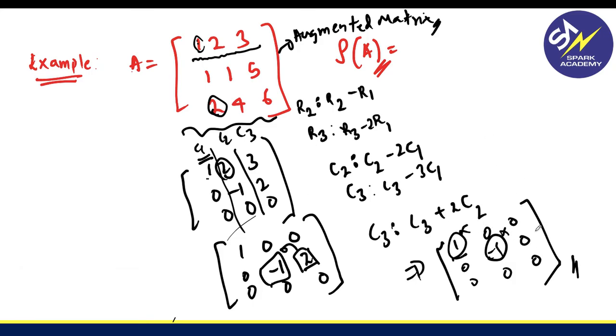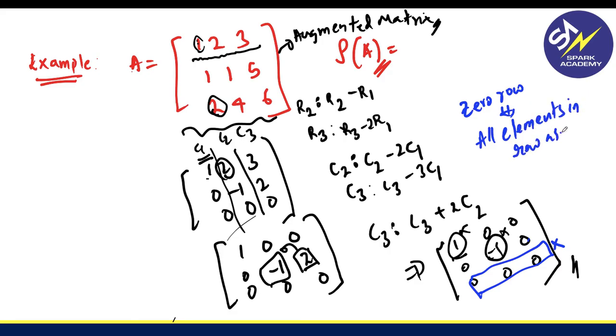Just count. So if you are counting now, this is a zero row. So this I can't count. This is a non-zero row. What do you mean by a zero row? Zero row means all elements in the row are zeros.